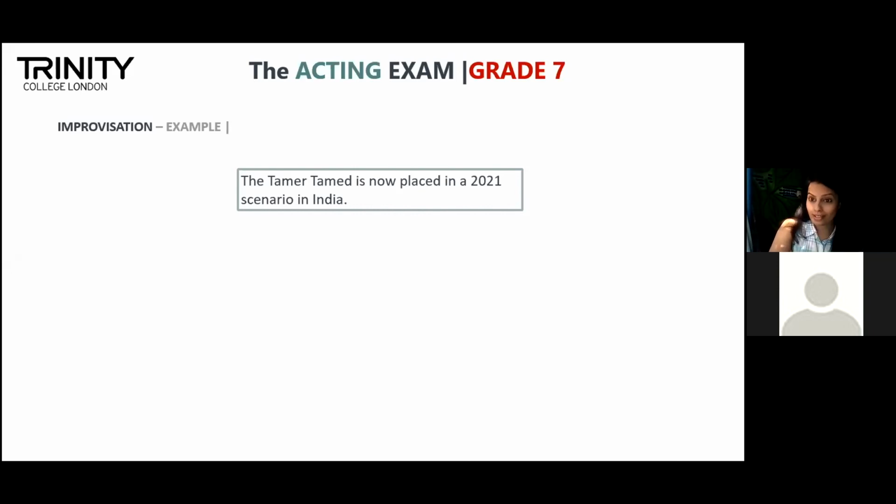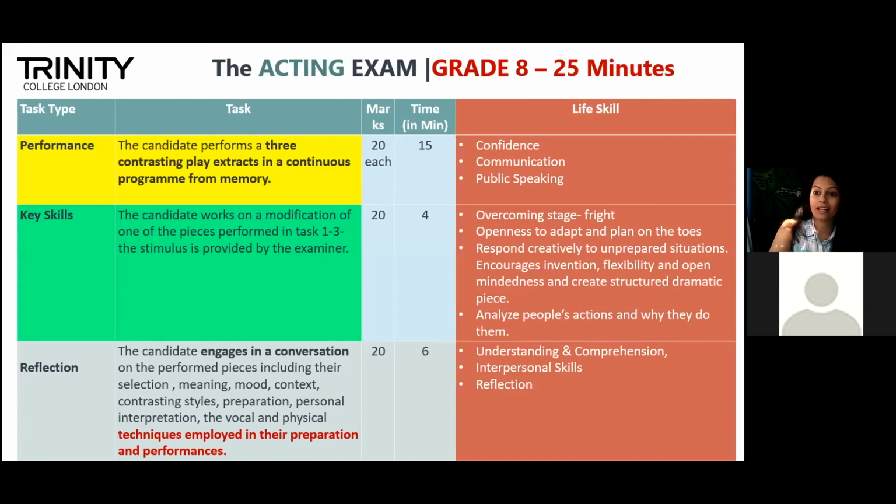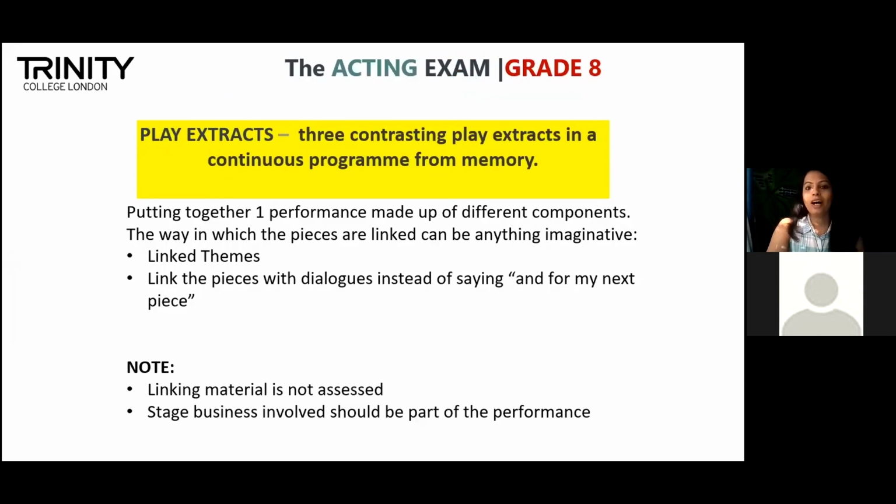Let's go into the last section, the grade 8 level, and I have highlighted 3 contrasting play extracts in a continuous program. In the reflection, it's majorly the techniques employed in the preparation and the performance. So let's look at what a continuous program is. A continuous program would be a link that the candidate is able to give between all the 3 pieces.